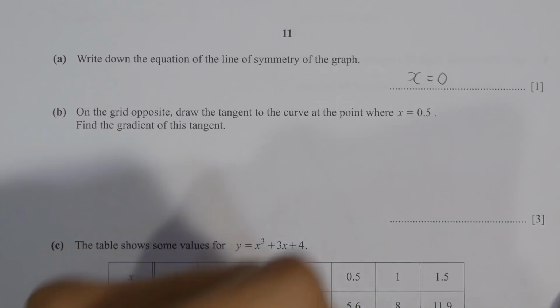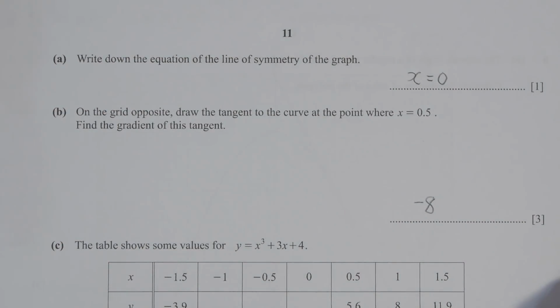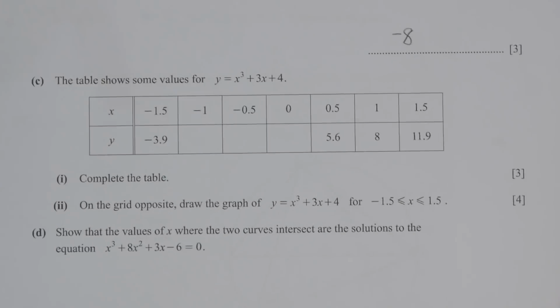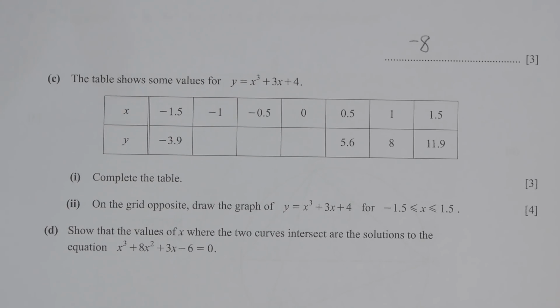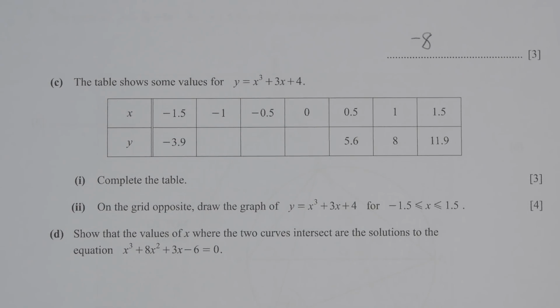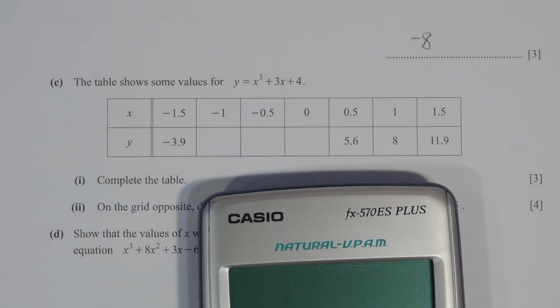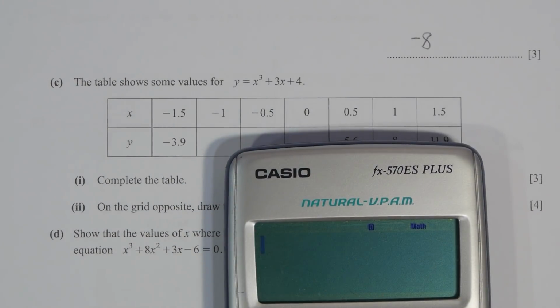For part C, simply substitute the values given, which are -1, -0.5, 0, to find the respective y. So you will get 0, 2.4 and 4 respectively.